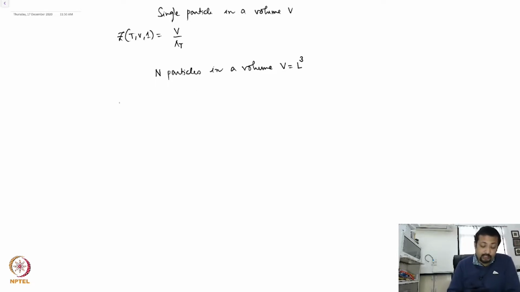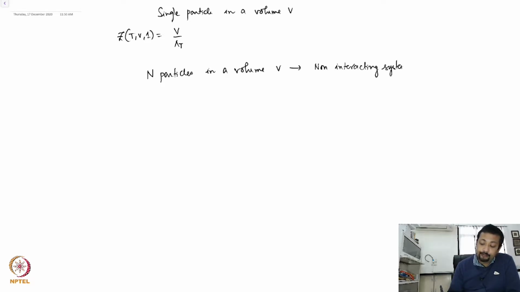So we start off with the density matrix rho hat. But first, before determining that, we note that for these n particles in a volume V, and this is still a non-interacting system, our idea is to calculate the n particle partition function Z of T, V, N and see what result we get.